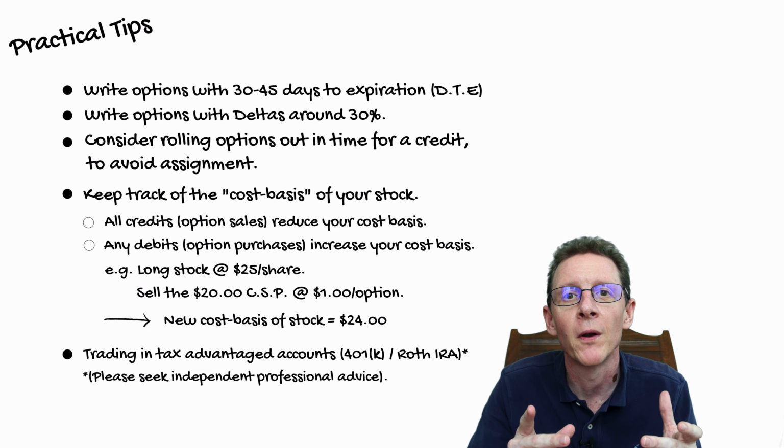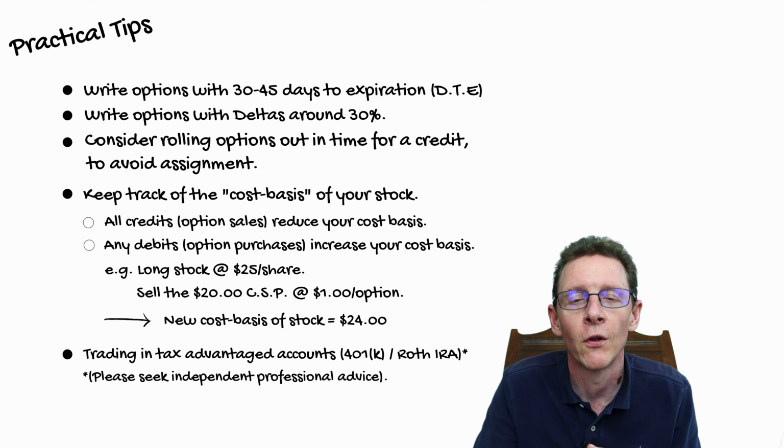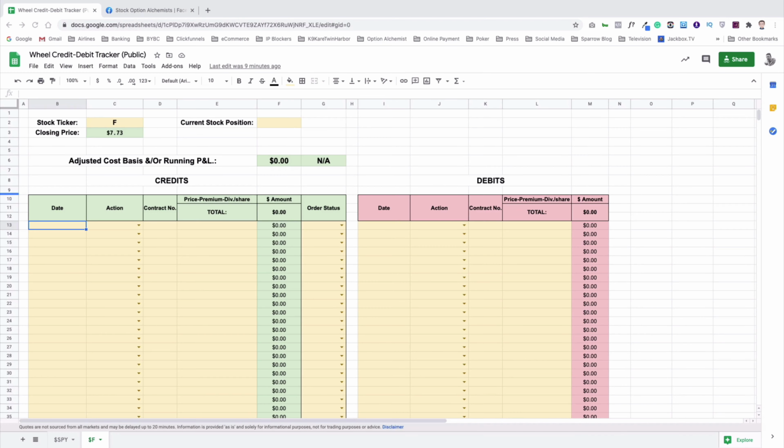Okay, let's open up the spreadsheet and take a look at how you can use it to track your trades. Okay, so here we are inside my desktop. I've got the Wheel Credit Debit Tracker open on my screens. This is the file within Google Sheets. I've included links in the description below. There's also a standalone copy that you can use in Excel if you prefer.